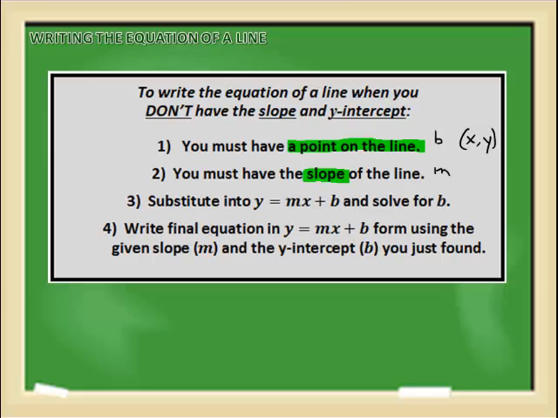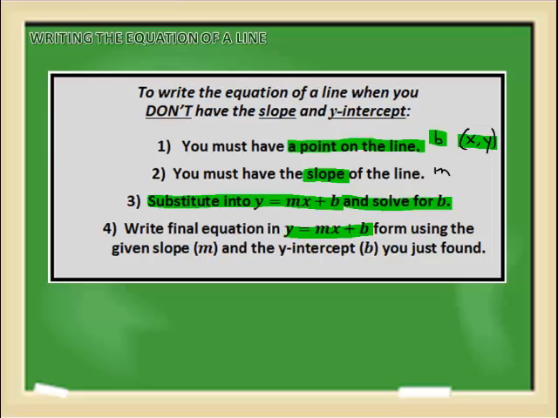Then what you're going to do is substitute what you have into this equation, and find what b is. So if I already have b, well then I'm good. If I don't have b, I'm going to use the x and the y, and I'll show you how to do that here in the examples we're going to do in just a moment. And then finally, once I have the b, I'm going to write it in the equation y equals mx plus b, plug the m and the b in that I just found.